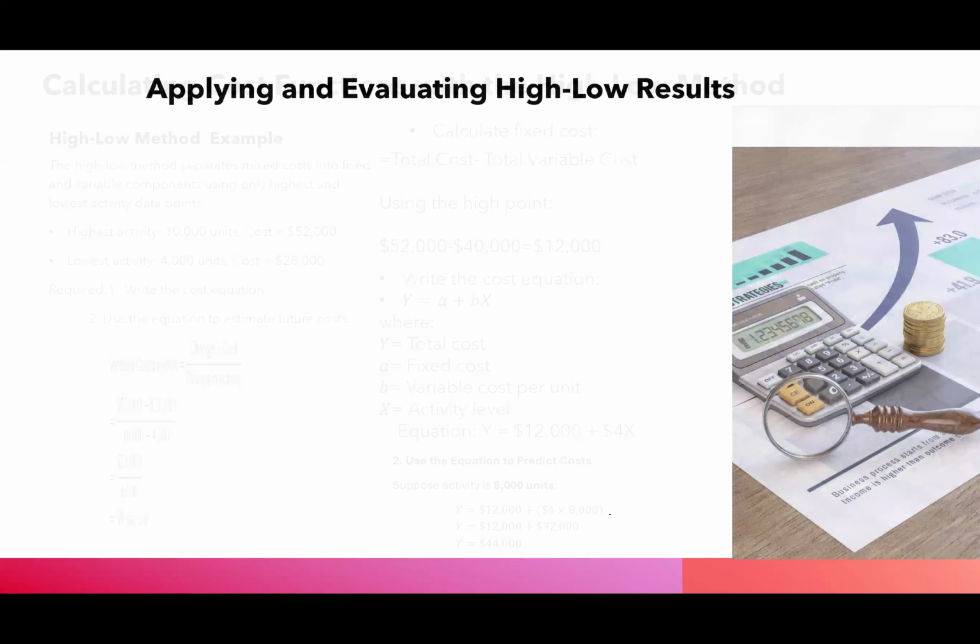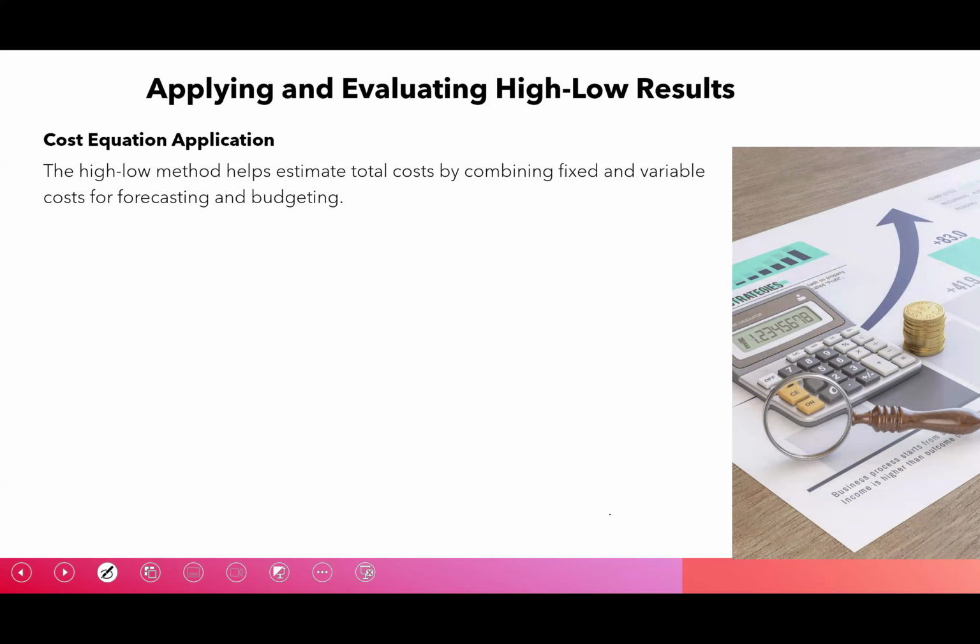Now let us look at the pros and cons of high-low. First of all, it is a quantitative method which separates the fixed costs and variable costs so that you can do a very easy and quick estimation and prediction. What are the weaknesses? The weakness is that it basically ignores all other data.